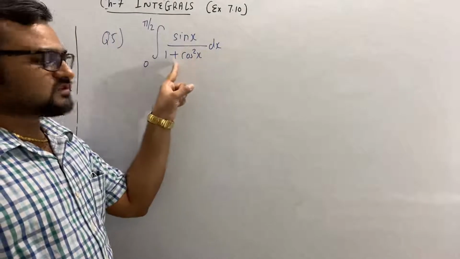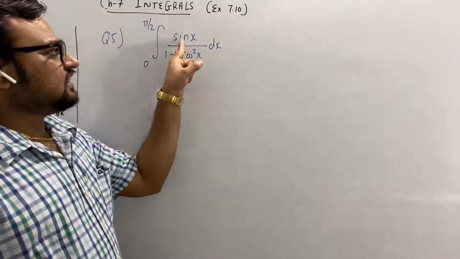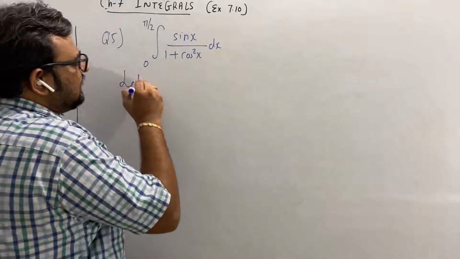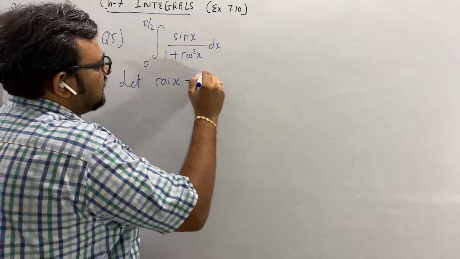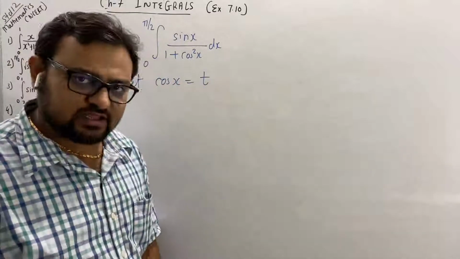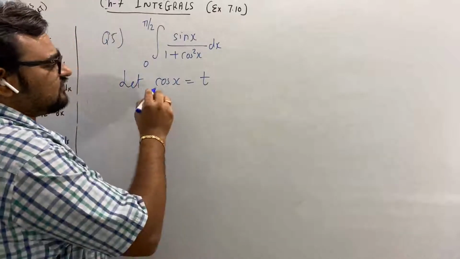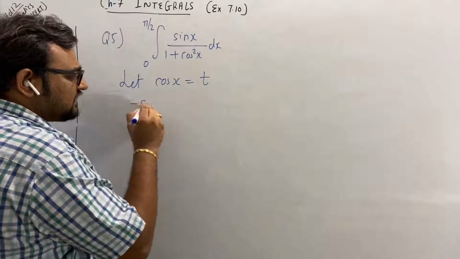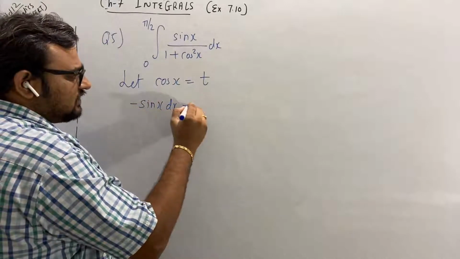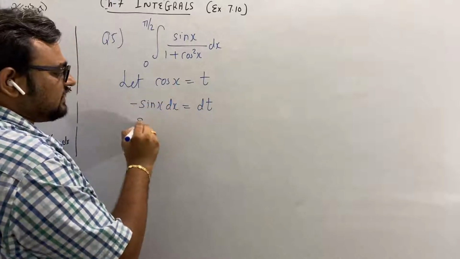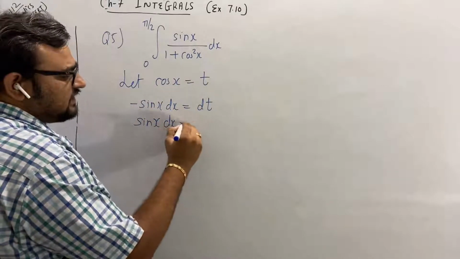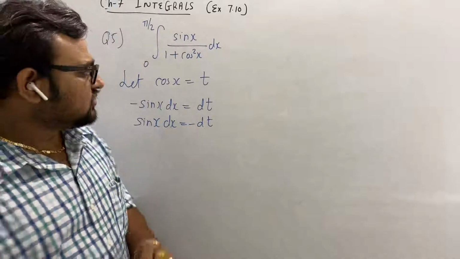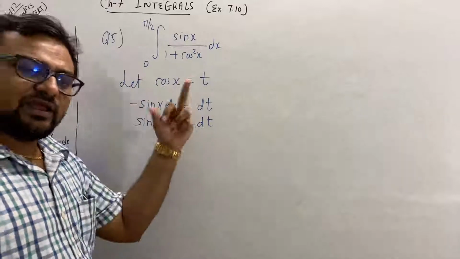If we assume cos x as t, differentiating we get sin x dx. Right, so that is the simplest method. Let cos x equal to t. Clear? So now differentiating with respect to x, the derivative of cos x is minus sin x, and this will be equal to dt. So sin x dx is minus dt. Clear? So now let's replace the lower limit and upper limit.